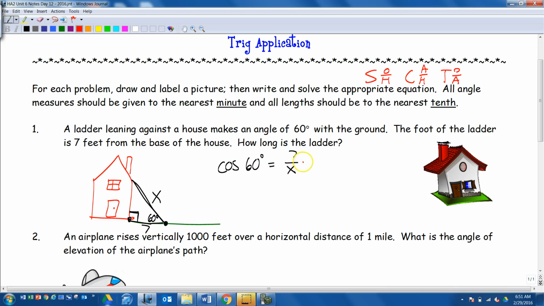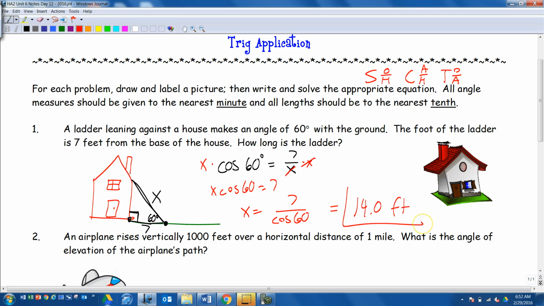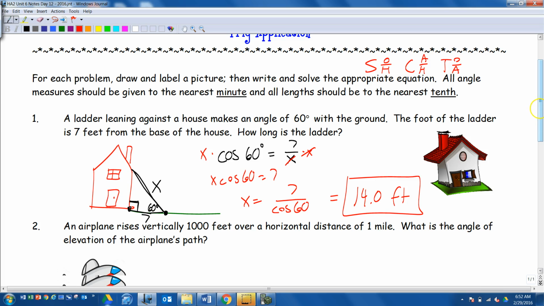Multiply both sides by x. x cosine 60 equals 7. Divide by cosine 60, you get x equals 7 over cosine of 60. And then you type that into your calculator. And you should get, because the cosine of 60, hopefully you guys remember from your unit circle, is 1/2. So 7 divided by 1/2 is just 14.0 feet. And that's it. Once you get here, this is what you're typing in. Okay, that's all we're doing today, pretty much.